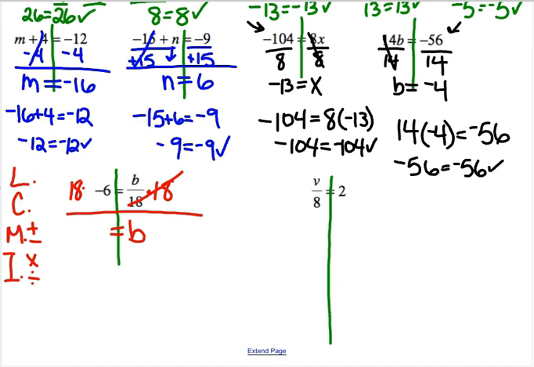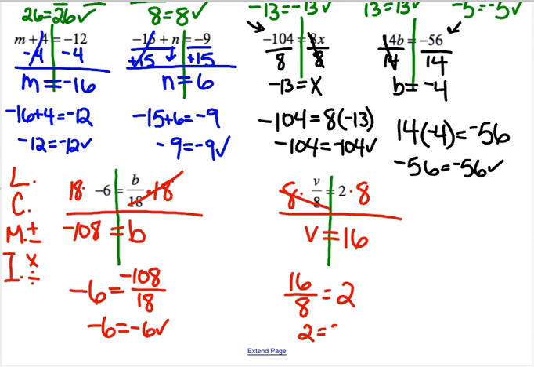18 times negative 6 is negative 108. That is not it. We are not done. Check: negative 108 divided by 18 is negative 6. Does negative 6 equal negative 6? Yes. 2 equals 2. Check.